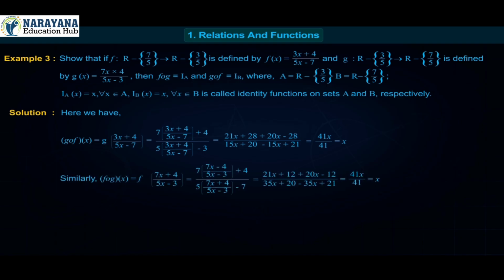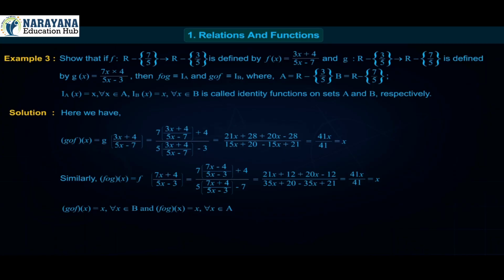Similarly, FOG of x is equal to f of (7x plus 4) upon (5x minus 3), is equal to 3 into (7x plus 4) upon (5x minus 3) plus 4, upon 5 into (7x plus 4) upon (5x minus 3) minus 7, is equal to (21x plus 12 plus 20x minus 12) upon (35x plus 20 minus 35x plus 21), is equal to 41x upon 41, is equal to x.